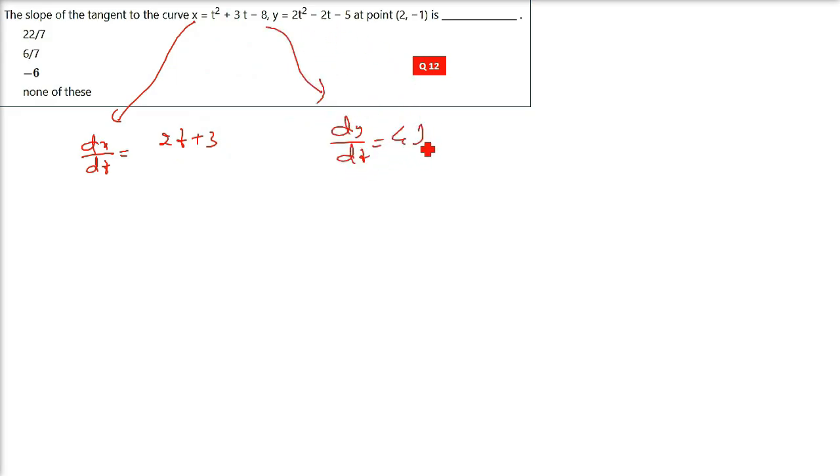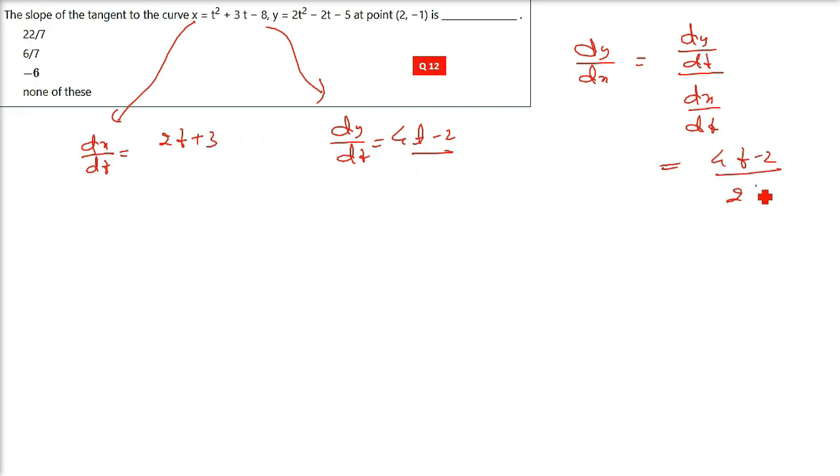First one was 2t plus 3. Second was 4t minus 2. So dy by dx is what? dy by dt divided by dx by dt. This you already know. So dy by dt is 4t minus 2 and dx by dt is 2t plus 3. So 4t minus 2 divided by 2t plus 3. This is dy by dx. Now you already have 2 and minus 1, but you need t.